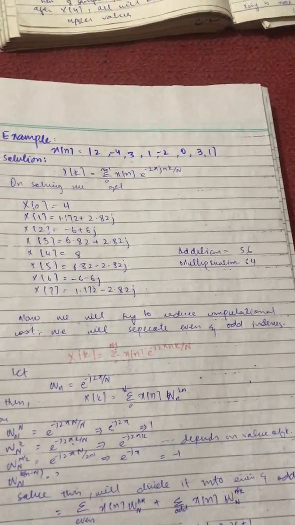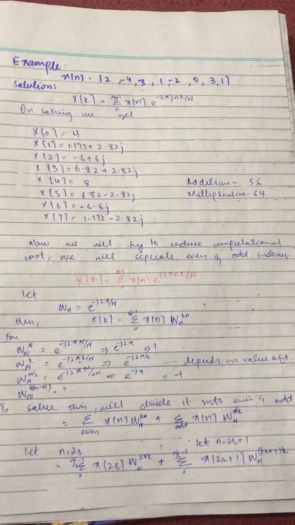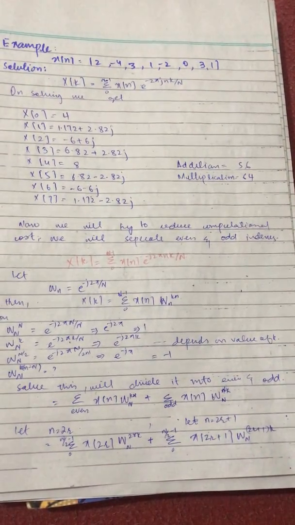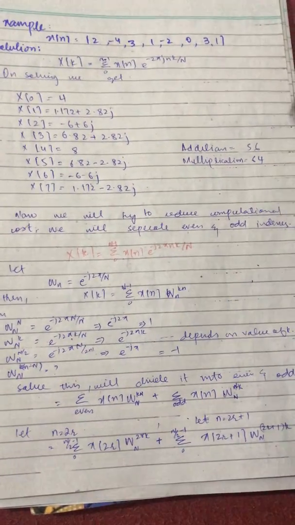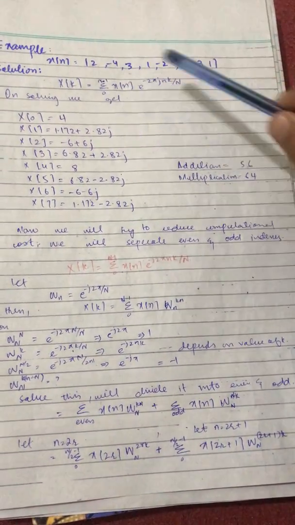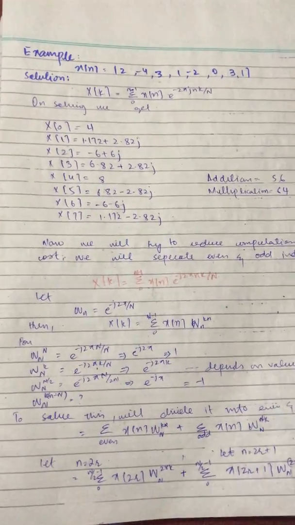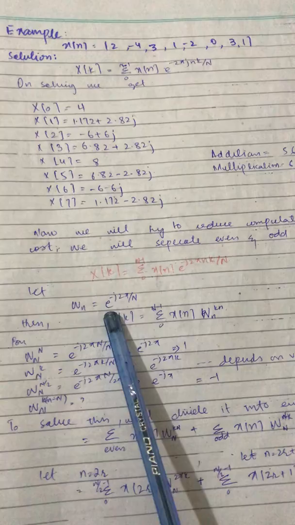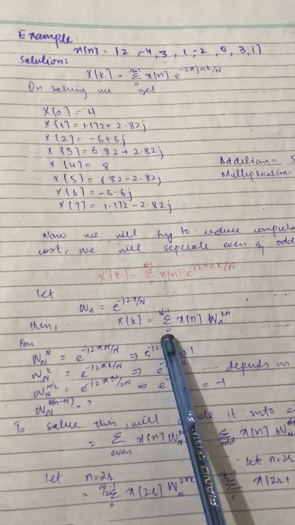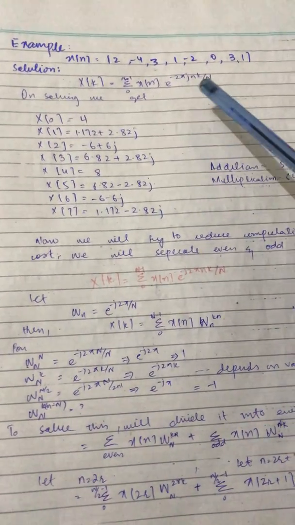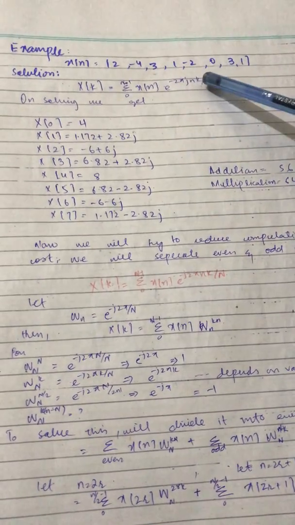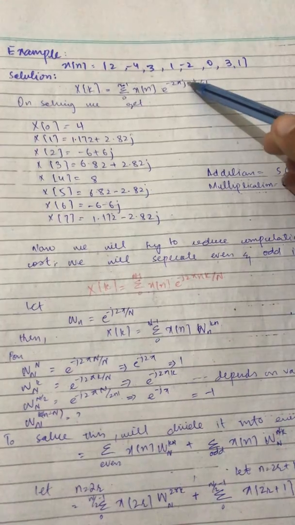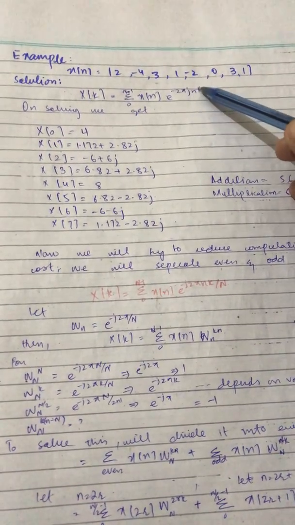Now we'll try to reduce our computational cost. How will we do that? We will try to do that by separating our signal into even and odd values. Let W_N be equal to e raised to power minus j 2 pi over N. We have just replaced this factor, e raised to power minus 2 pi j over N, except nk.